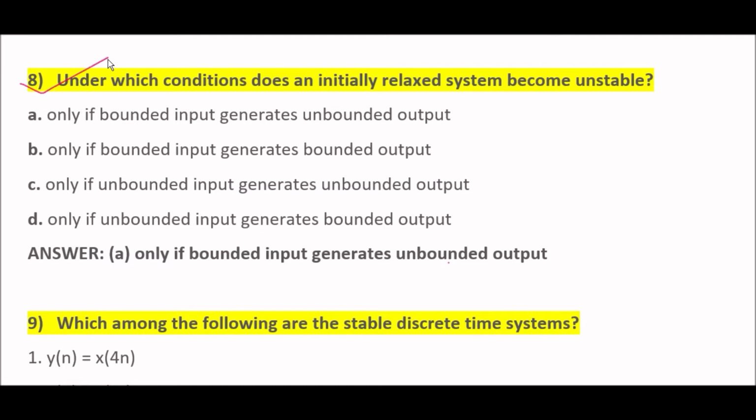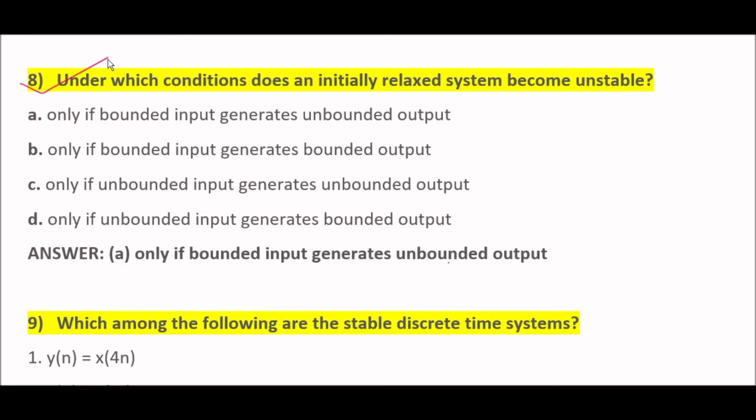Option A. Only if bounded input generates unbounded output. Option B. Only if bounded input generates bounded output. Option C. Only if unbounded input generates unbounded output. Option D. Only if unbounded input generates bounded output.